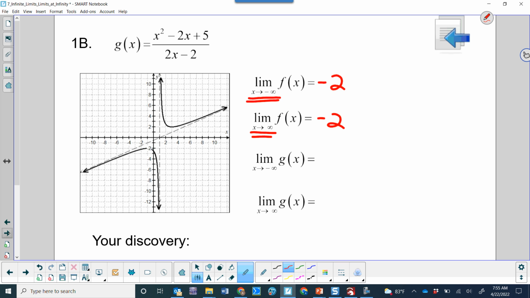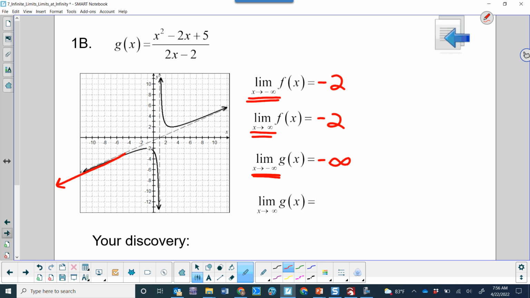Now looking at G, what is G doing as I go to minus infinity? Well, now I'm going this way. Look what my graph is doing. It's not approaching a single number now. Now it's actually going down. So it's going to minus infinity. Eventually it just keeps going down, down, down, and it's going to minus infinity.